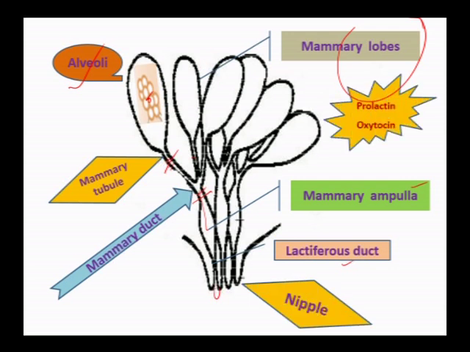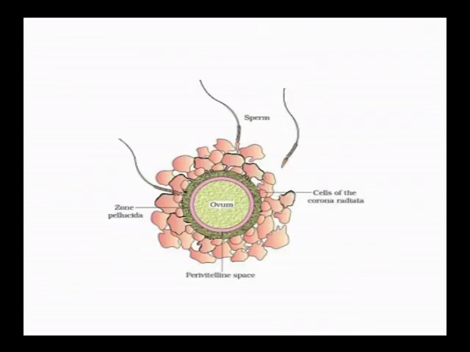It is to be remembered that the production and ejection of milk is under the control of two hormones of the pituitary. One is called prolactin and the other is called oxytocin. Prolactin is responsible for synthesis of milk in the mammary glands, whereas oxytocin is responsible for ejection of milk.